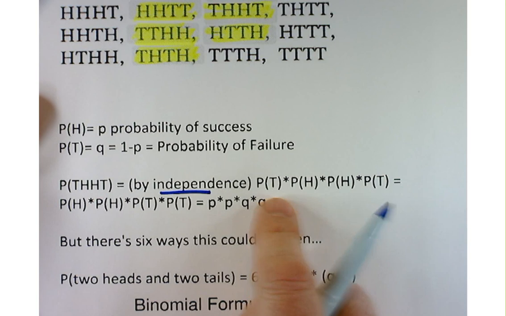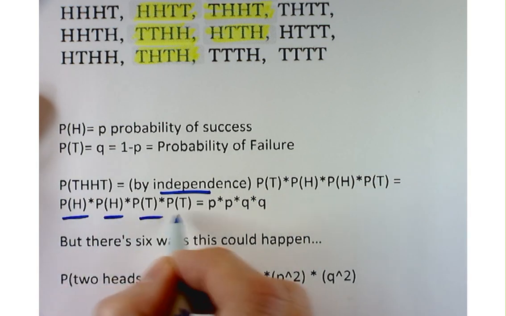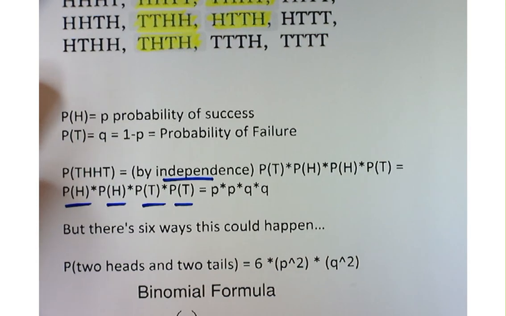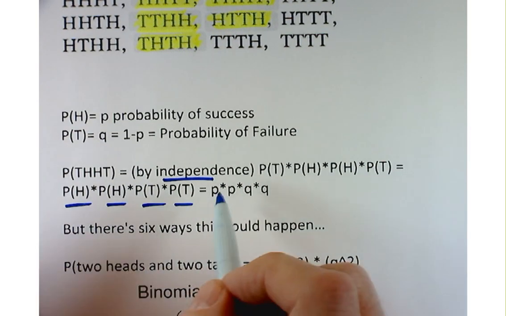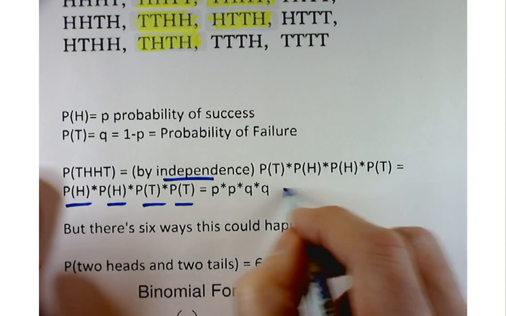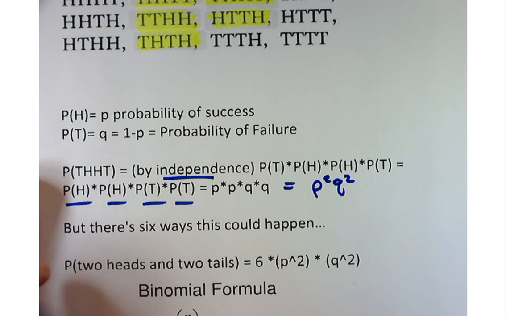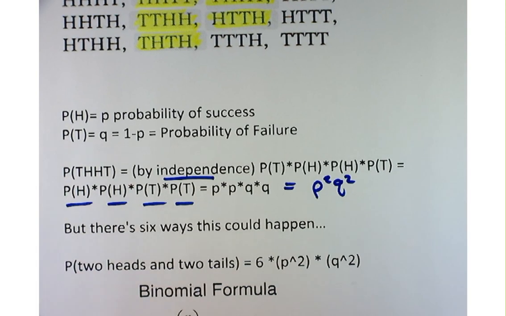And because it doesn't matter what order I write them in, then maybe I'll put them together like this. That probability then is going to be P times P times Q times Q, or in other words, P squared, Q squared. But that's just one way that this event can happen.